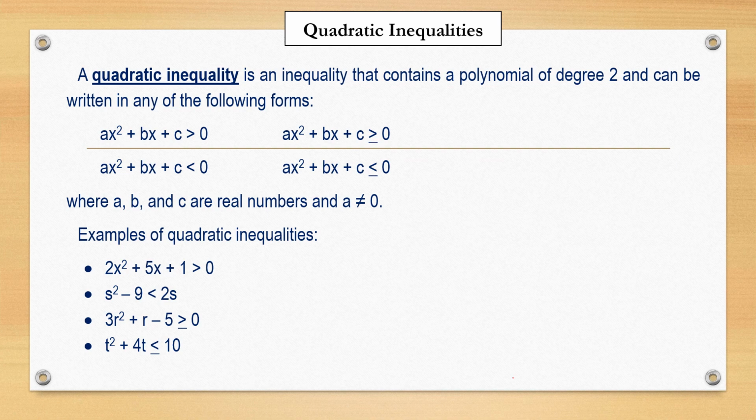2x squared plus 5x plus 1 is greater than 0. s squared minus 9 is less than 2s. 3r squared plus r minus 5 is greater than or equal to 0. t squared plus 4t is less than or equal to 10.